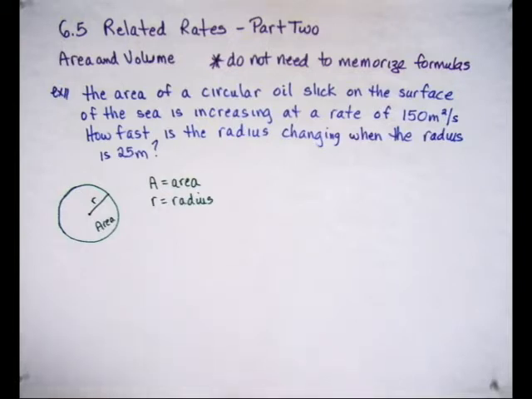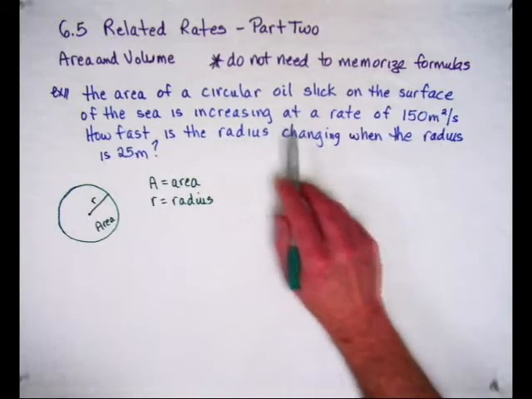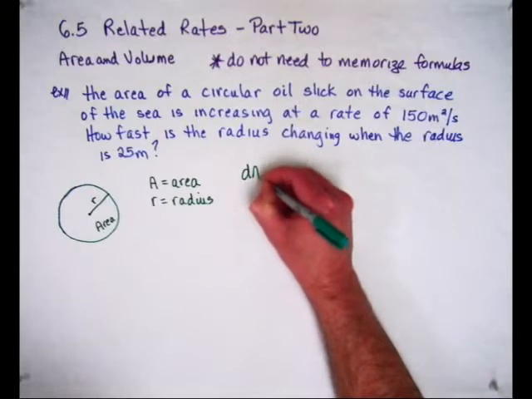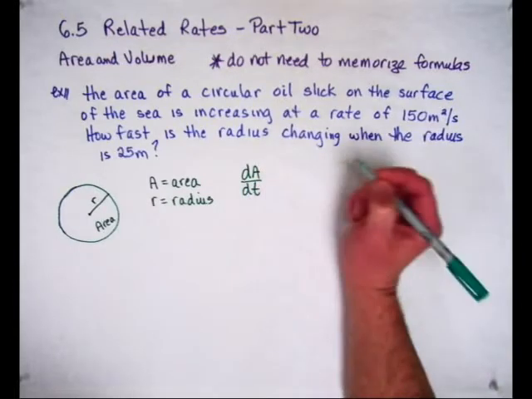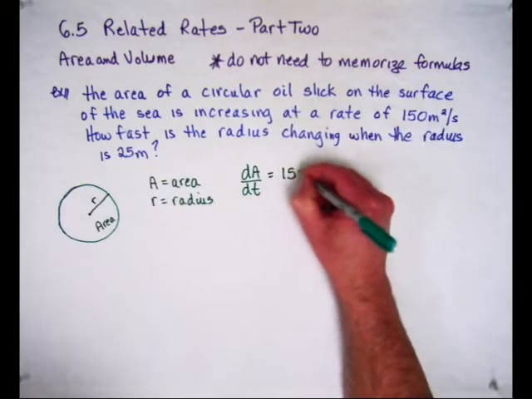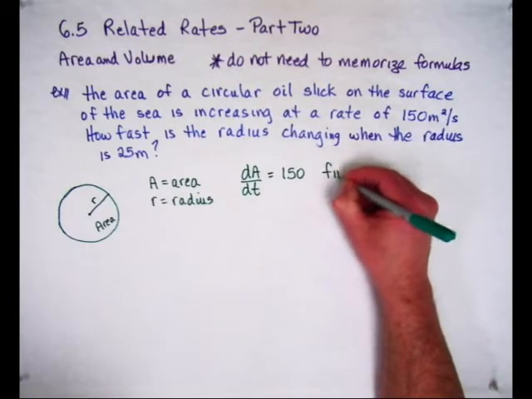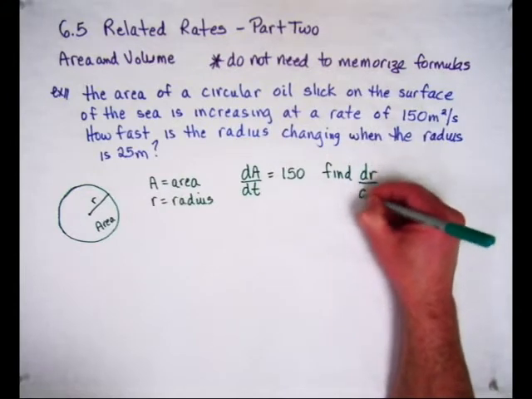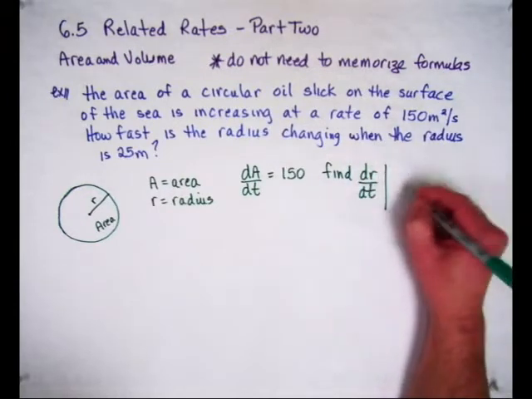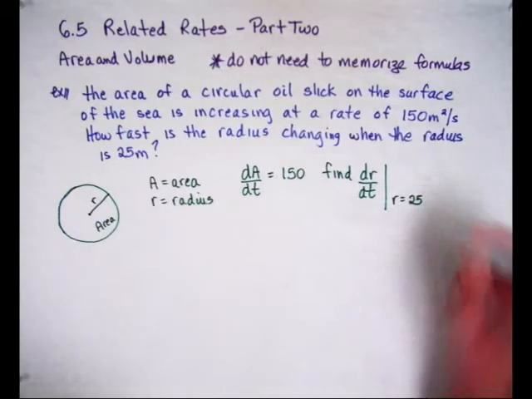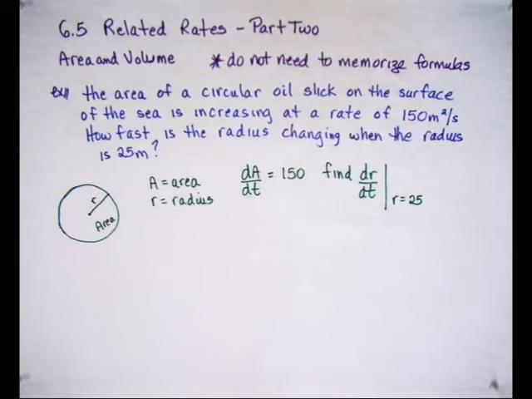So we set these up the same way we set up the related rate problems in the previous section. We first of all identify what's changing with time, in this case area and radius, and then we identify our rates of change. So we're told that the area is increasing, so that would be the rate of change of area with time, dA/dt, and that would be 150. And then of course there must be a rate of change we're trying to find. In this case it's how fast is the radius changing. So the question wants us to find dr/dt when the radius is 25. So that's how we would set up this problem.